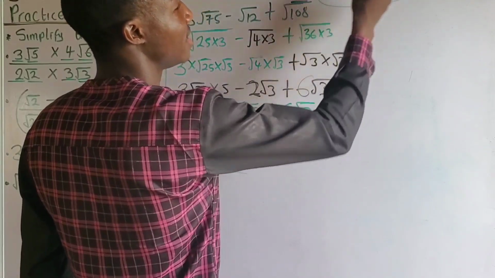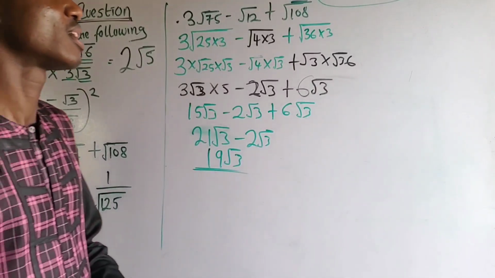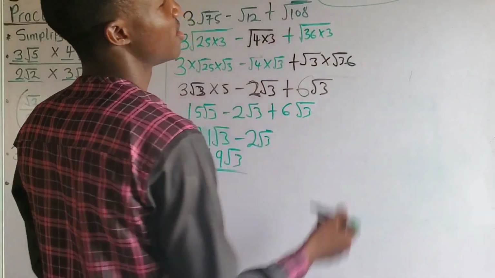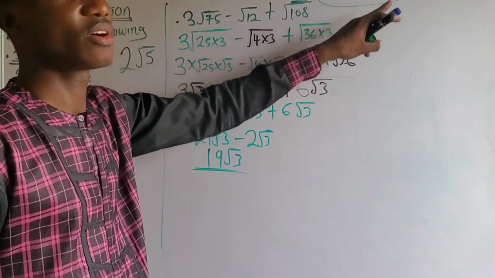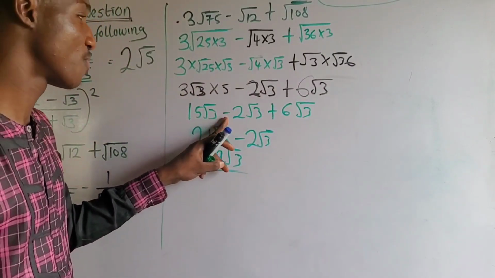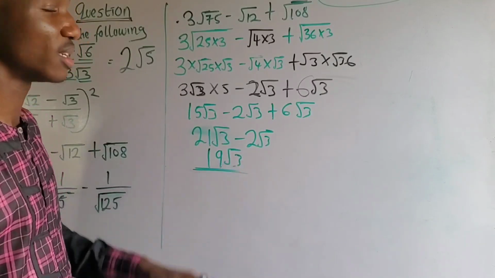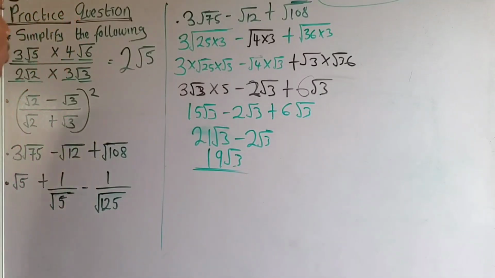You can easily add these and subtract them from each other. The reason is because all the terms have the value of x. So it's likewise for this as well. 15 root 3 minus 2 root 3 plus 6 root 3 will give us 19 root 3. So that is the solution to that question.